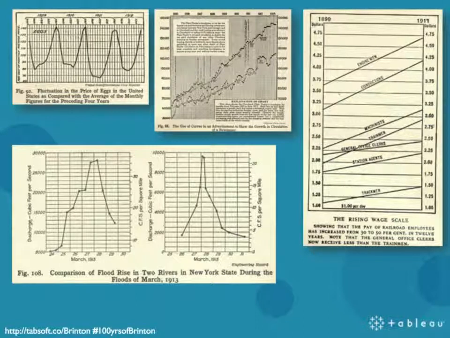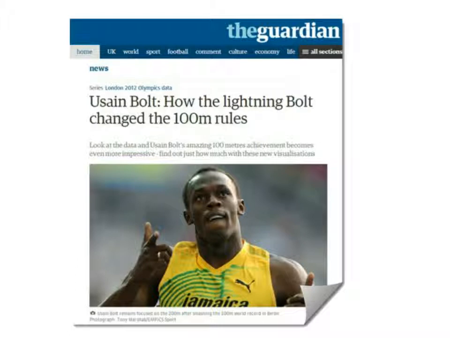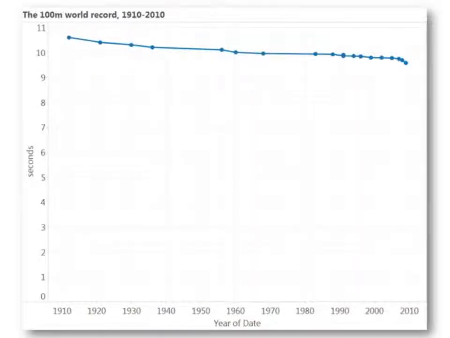And let's look at a modern example of how that can work and when that might hold true. So was he right? Should I always start my axes at 0? For this example, I want to use Usain Bolt, fastest sprinter in the world. He smashed the record for the 100 meters 6 years ago, and The Guardian produced a chart where the axis did not start at 0. So here's the data with Brinton's rule being adhered to.